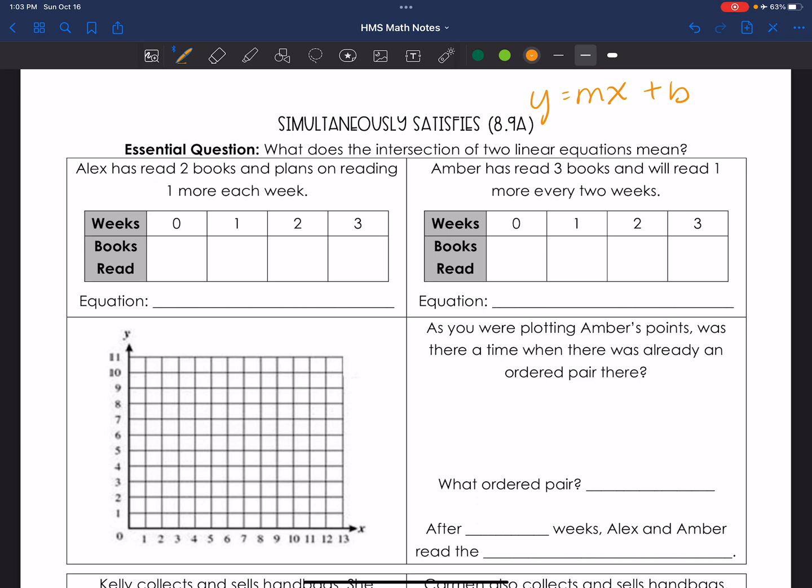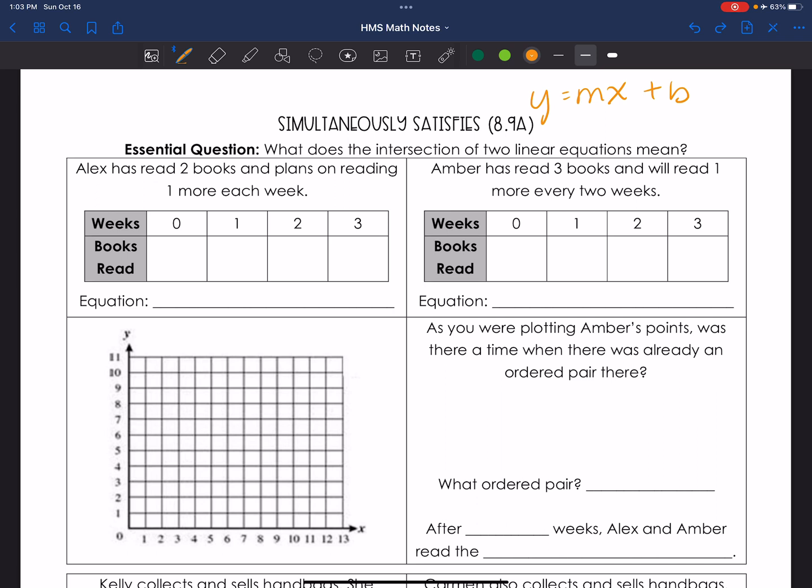All right, example 1. Alex has read, let's back up. Our essential question is, what does the intersection of two linear equations mean? So basically, we're trying to figure out where they cross on the graph, what on earth does that mean, and why do I need to know it? Example 1.